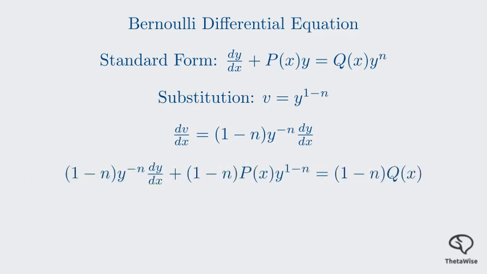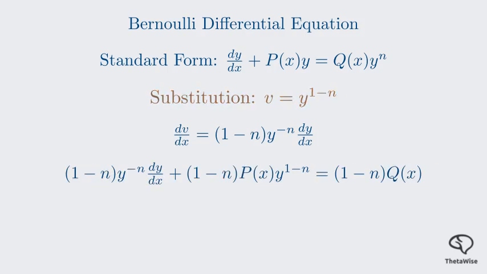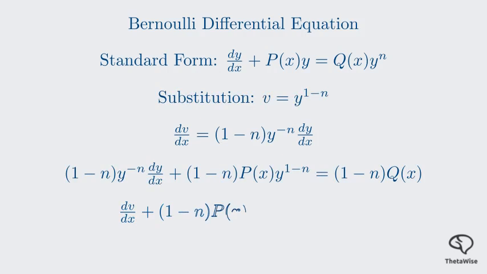Now look closely. The first term is exactly dv/dx. The second term contains y to the 1 minus n, which is v. So we can rewrite the equation as dv/dx plus 1 minus n times p of x times v equals 1 minus n times q of x. And what do we have? A first-order linear differential equation in terms of v and x.